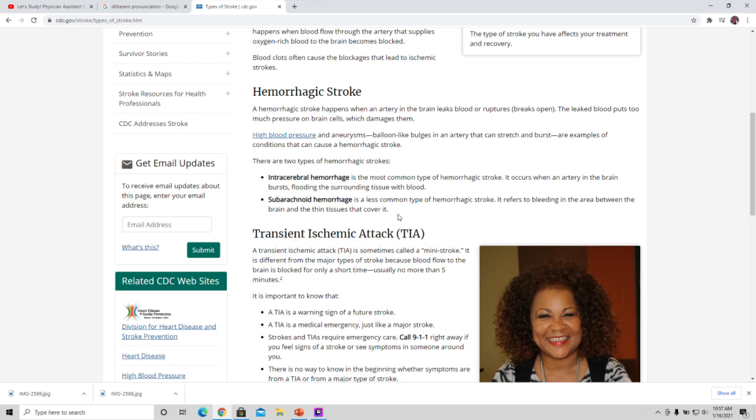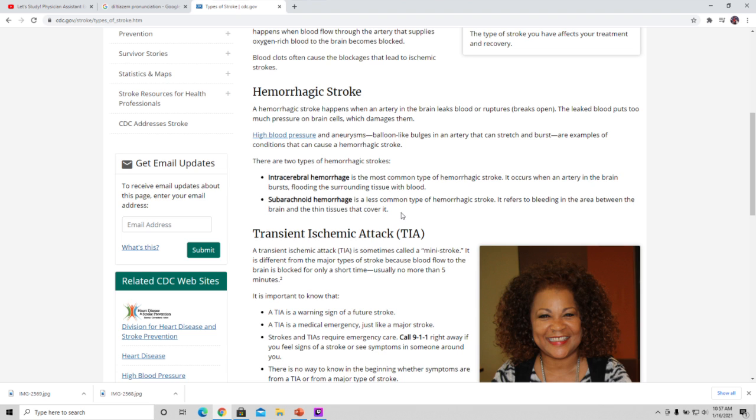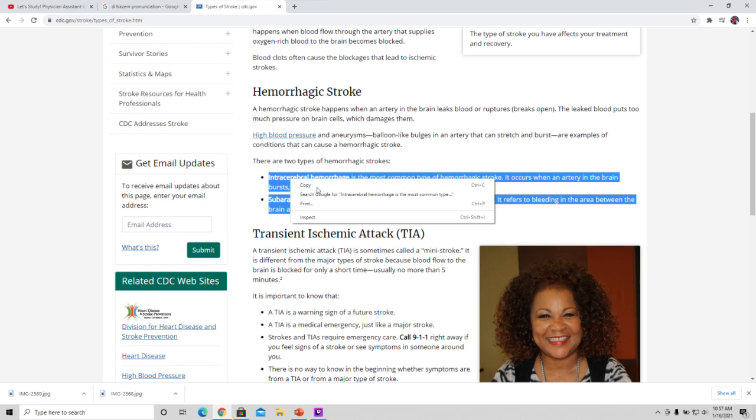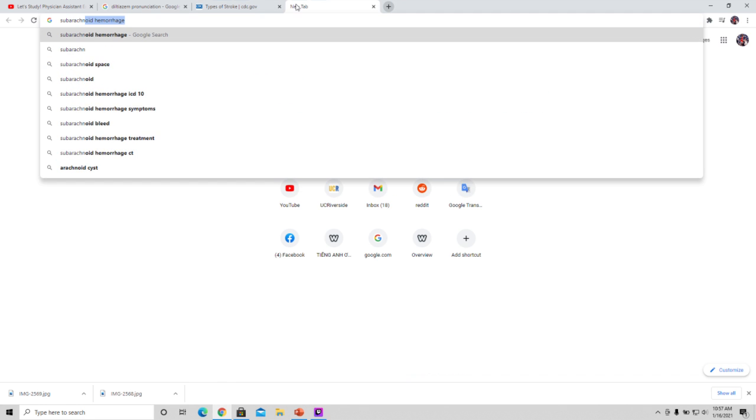Oh, there's two types of hemorrhagic stroke too. When the artery bursts, okay. You can have a stroke by bleeding. Bleeding in the area between the brain and the thin tissue, like subarachnoid. Okay. But why is that different from intracerebral? Oh, it's an artery in the brain, and it's okay. Refers to bleeding in the area between the brain and the thin tissue, subarachnoid.